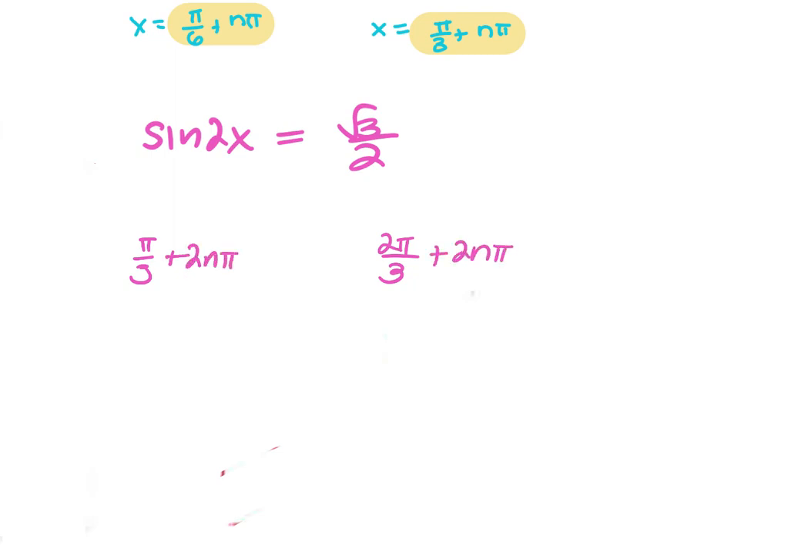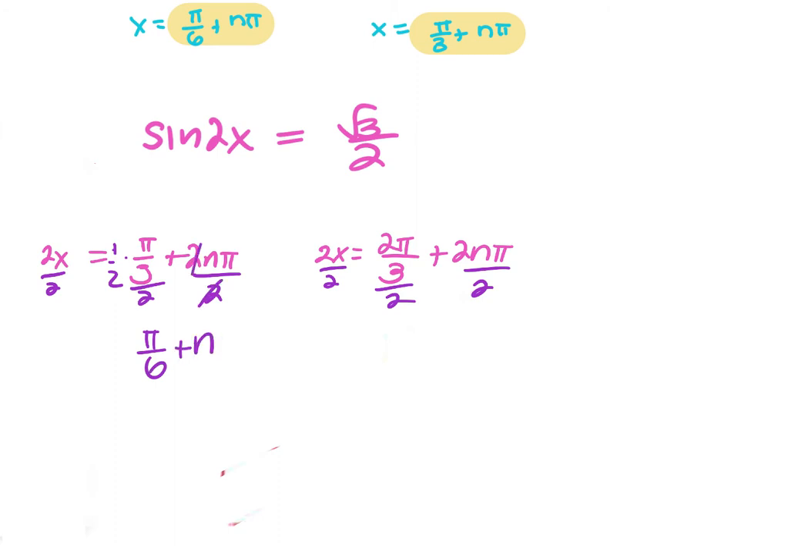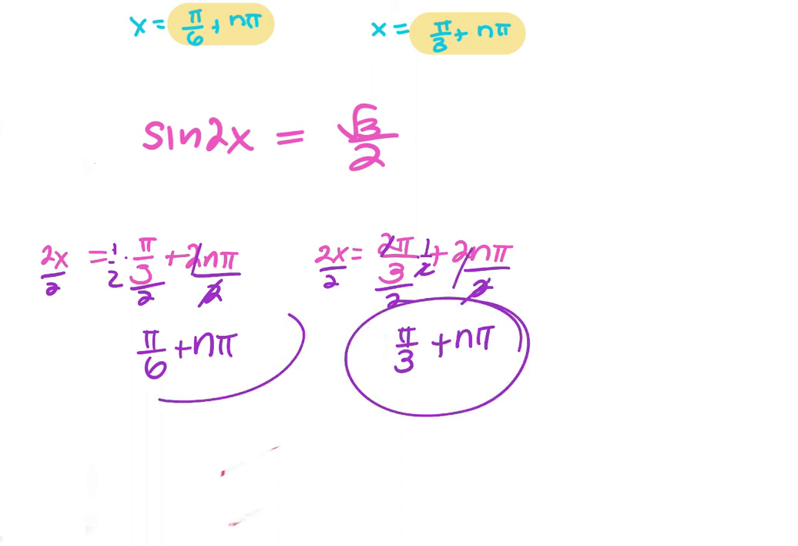Normally that's my answer, but it's 2x equals that, not just x. So I would divide both sides by 2, and when I divide the angle by 2, I also have to divide the interval by 2. So this is pi over 3 times 1/2, or pi over 6. The 2's cancel, plus n pi. This would be times 1/2, so these cancel: pi over 3 plus, and these cancel, n pi. And those are your answers.